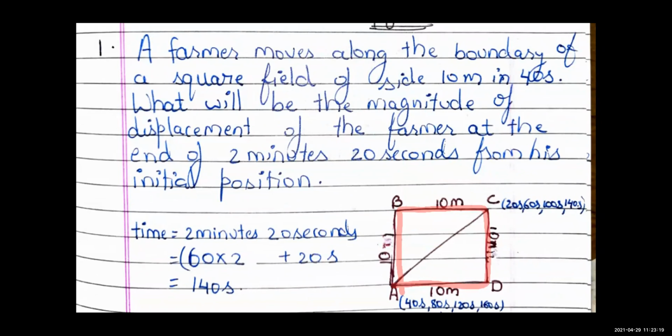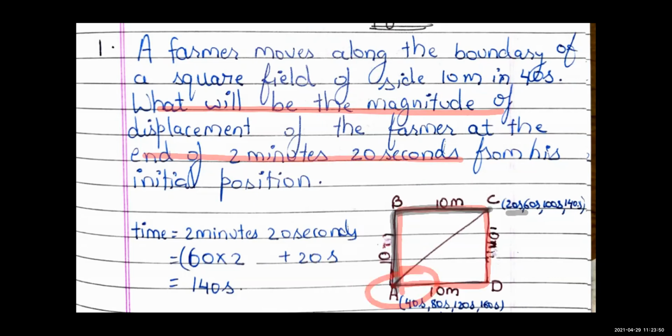So for half round, that means from A to B, B to C, the time taken will be half, 20 seconds. Right, beta? Okay. Now let's read the question further. What will be the magnitude of the displacement of the farmer at the end of 2 minutes 20 seconds from his initial position? So we know initial position is A.